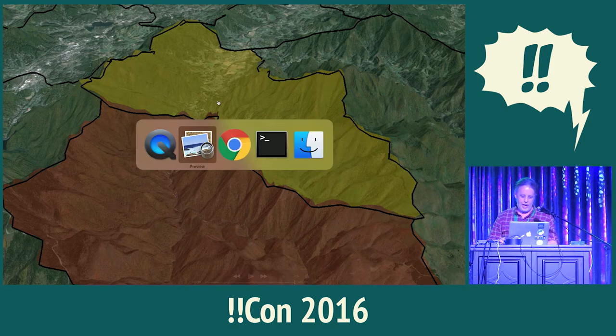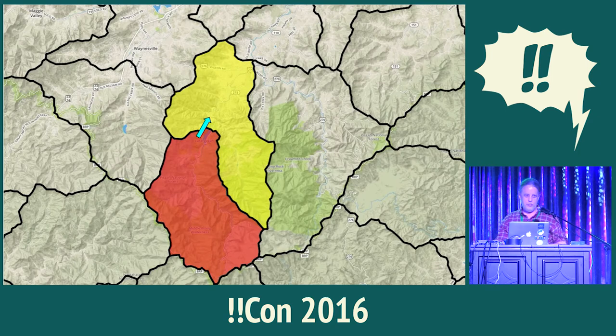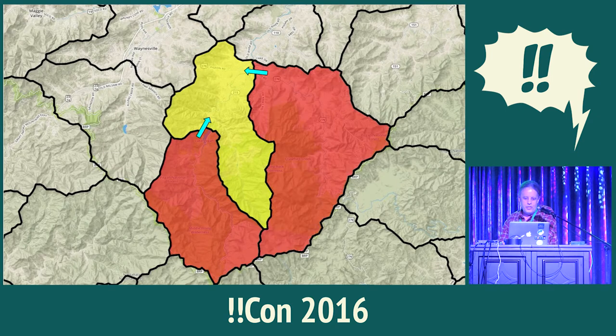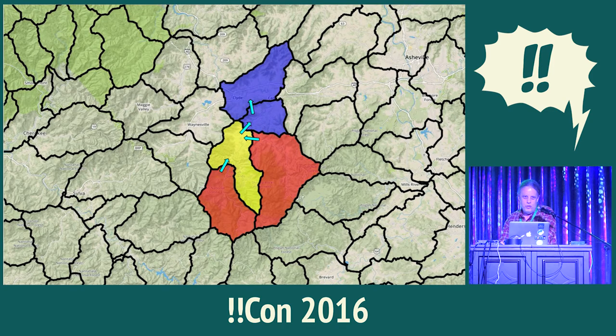So back in the map, there's that red polygon, and it flows into the yellow one at that one point. And this other red one also flows into the yellow one, and the yellow one flows into that blue one, and that blue one flows into that blue one, and so on. And this gives a relationship between these polygons.